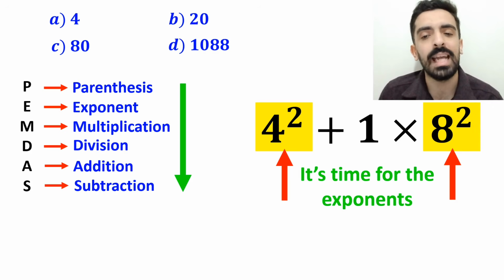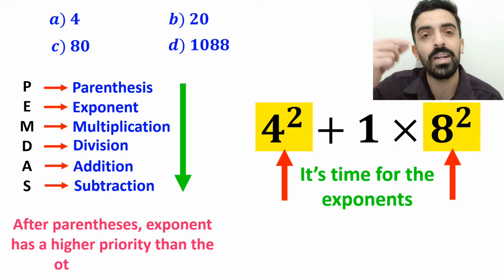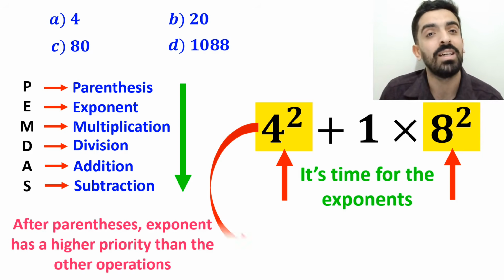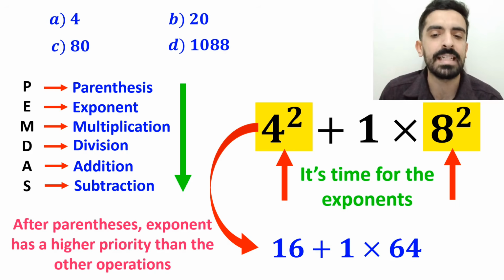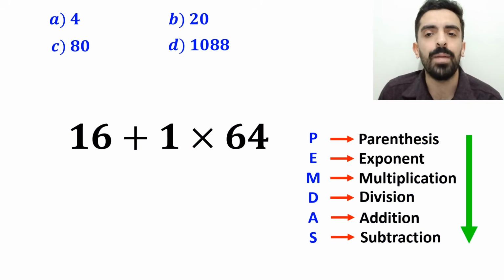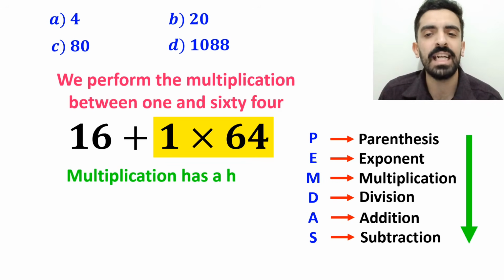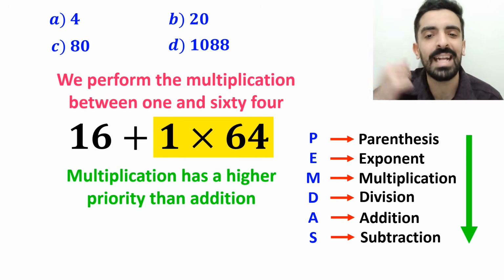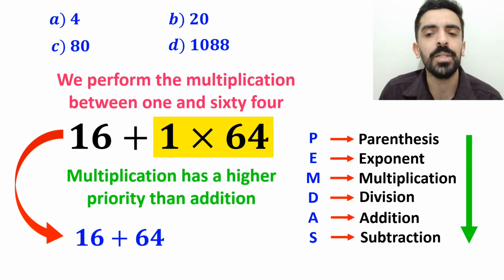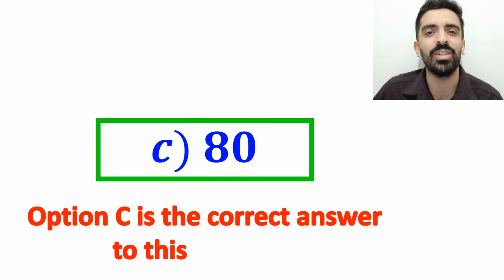Now it's time for the exponents because after parentheses, exponent has a higher priority than the other operations. So we rewrite this expression as 16 plus 1 multiplied by 64. In the final step, we perform the multiplication between 1 and 64 because multiplication has a higher priority than addition. And this expression becomes 16 plus 64, which finally gives us the answer 80. That's great. Option C is the correct answer to this question.